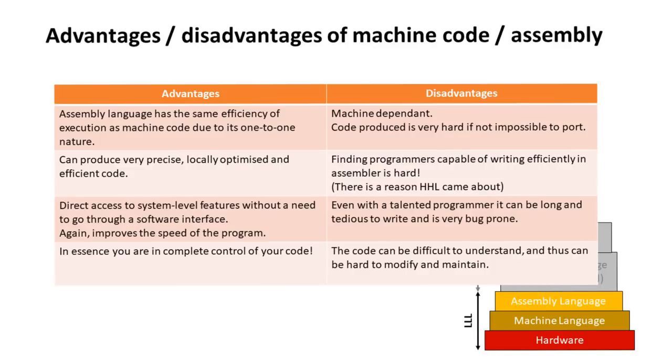Now, there are obviously disadvantages. One is that assembly code is specific to the make and model of PC architecture that it's programming on. The code is incredibly hard, if not impossible, to port over to a different style of computer. Of course, finding programmers capable of writing efficiently in assembler is hard. There's a reason why high-level languages came about.